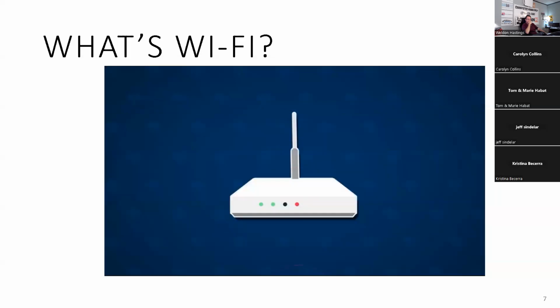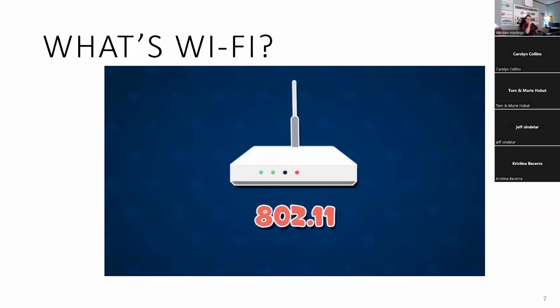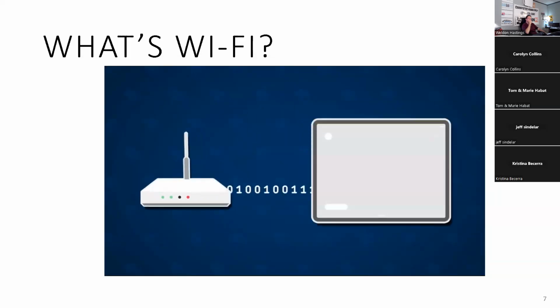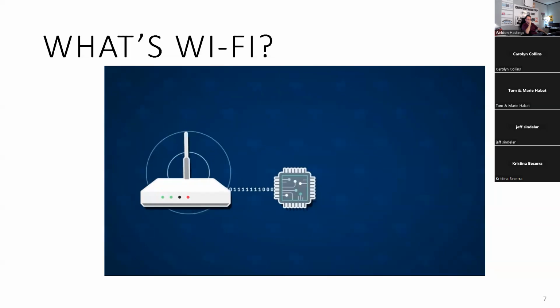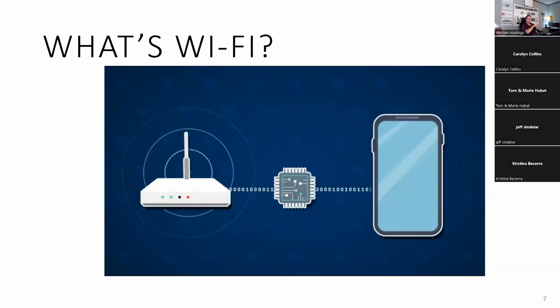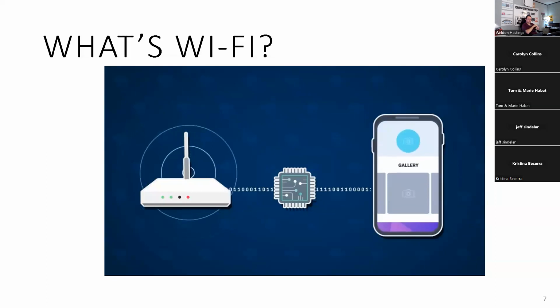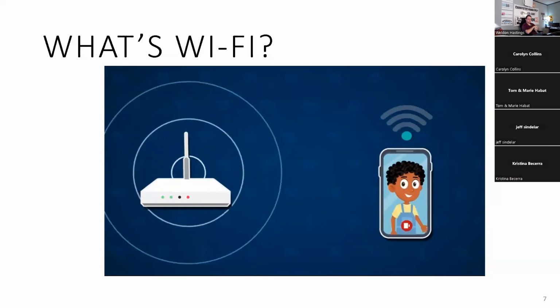The router uses a standard called 802.11 to encode data like web pages, messages, and video into the shape of the radio waves. The phone's internal Wi-Fi chip receives the signal, decodes the data, and allows Max to surf the web and make calls. But there's a catch.